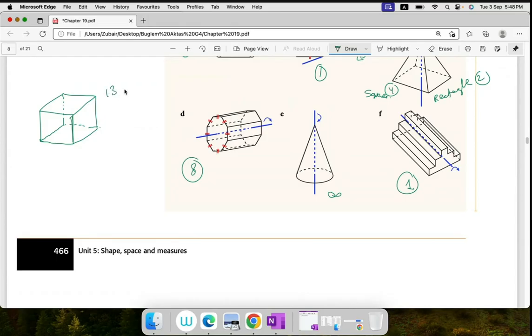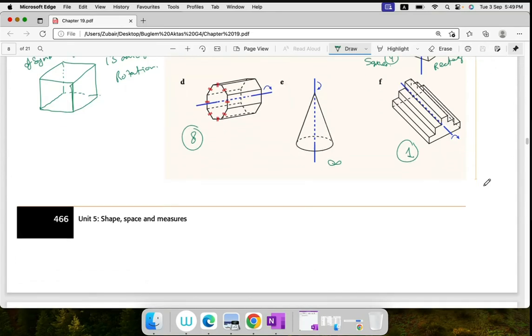Cube has 13 axes of rotation, 9 planes of symmetry, and 13 axes of rotation. Whenever it comes in exam and they tell you to count them, just write 13. Don't waste your time in counting. During practice at home, you may give it a try, how is it 13. If you succeed, it's good, or else we can discuss together.